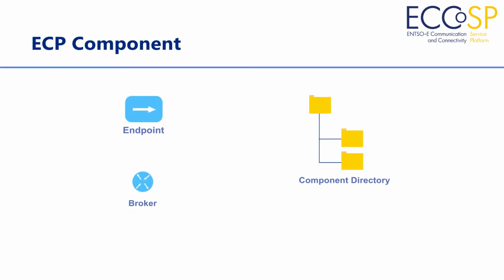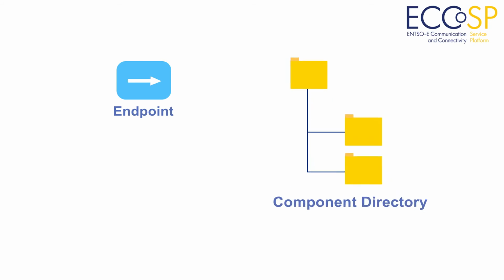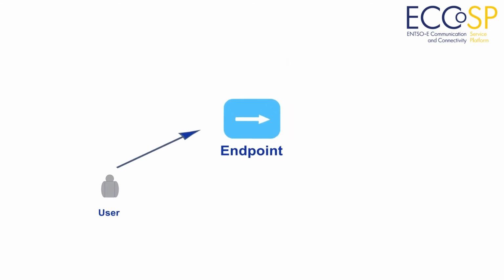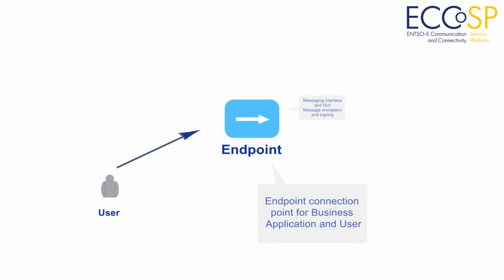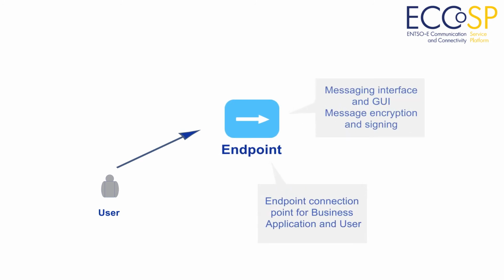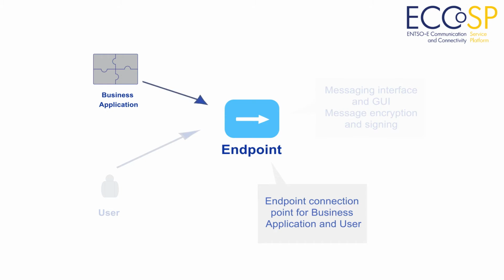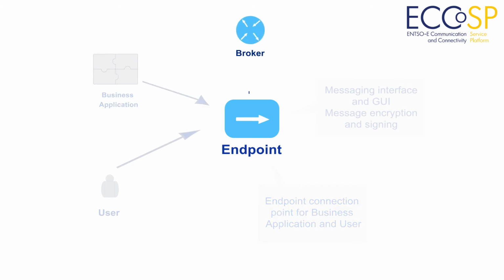Energy Communication Platform is composed of three main components: endpoint, component directory, and broker. From the user's point of view, the crucial component is the endpoint, which provides the user interface for sending and receiving messages and an API for integration with business applications. The broker component provides intermediary messaging services to endpoints.